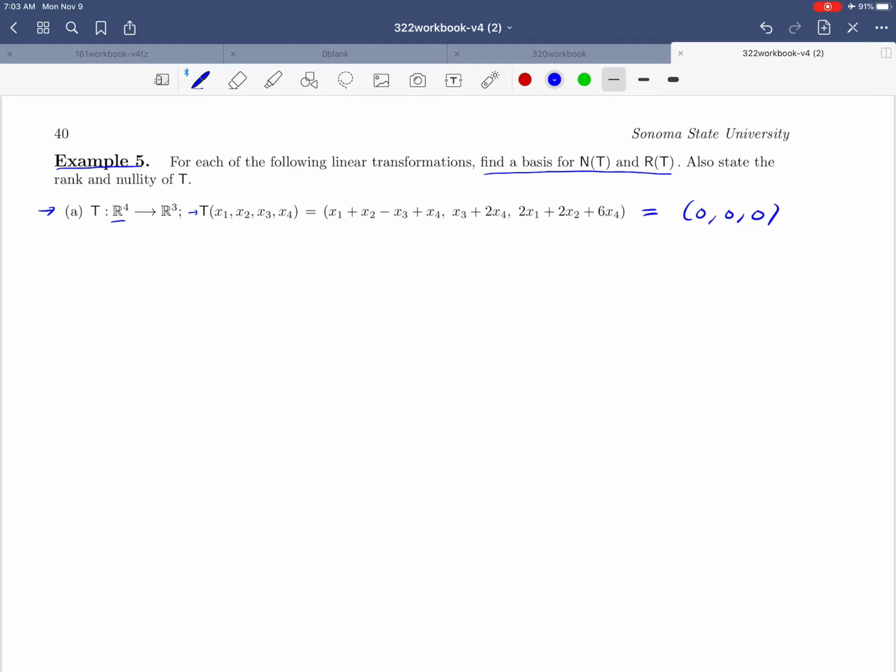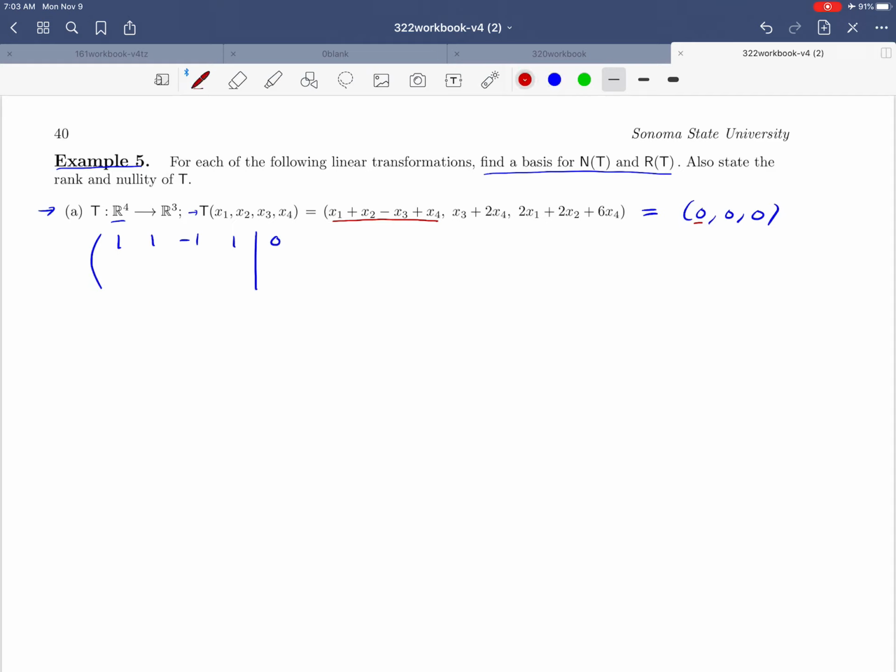And we're asking, what are all the values of x1, x2, x3, and x4 that would make that a true statement? Well, what's interesting about that is what this is really saying is that we need three equations to be true. We need x1 plus x2 minus x3 plus x4 to equal 0. If we put that into a matrix, it would look like 1, 1, negative 1, 1. Those are the coefficients equal to 0. That's one equation that has to be true.